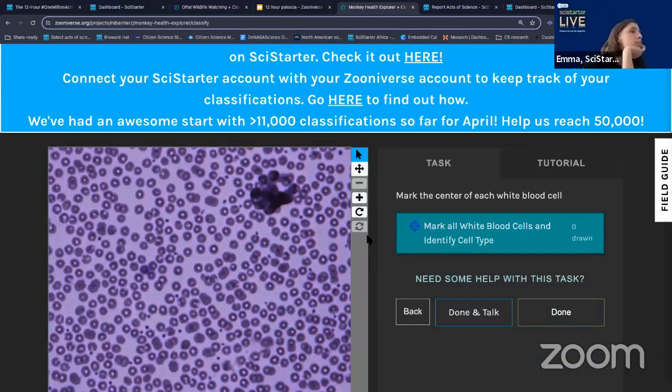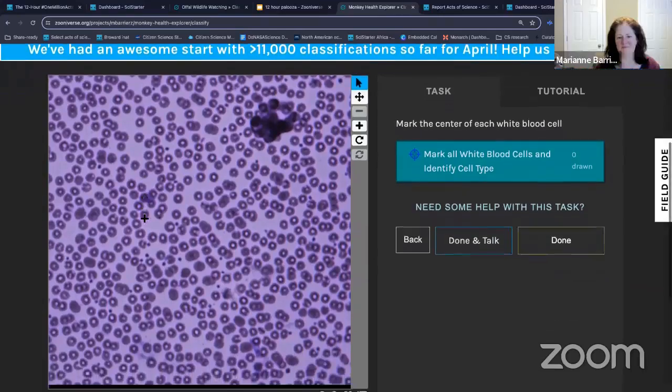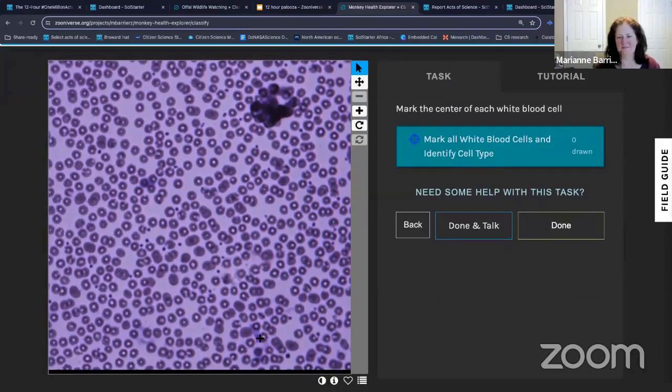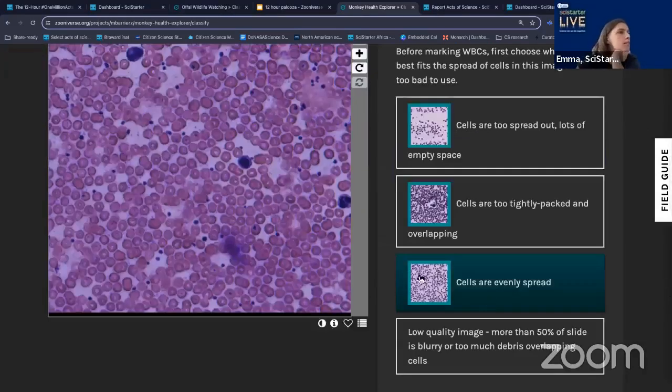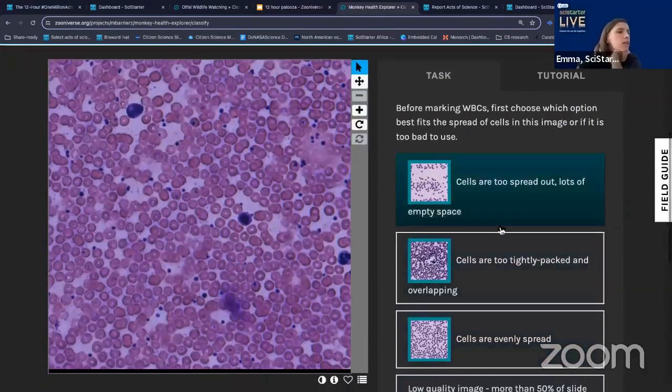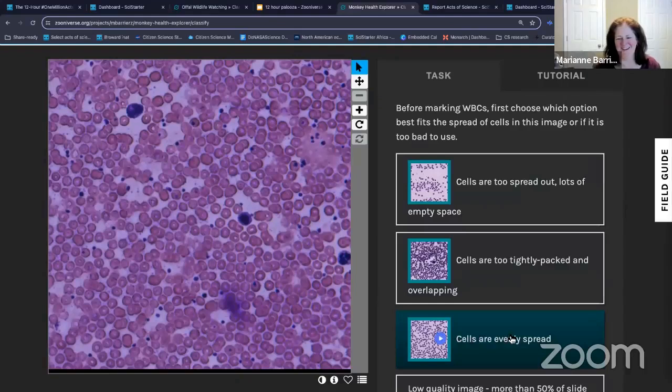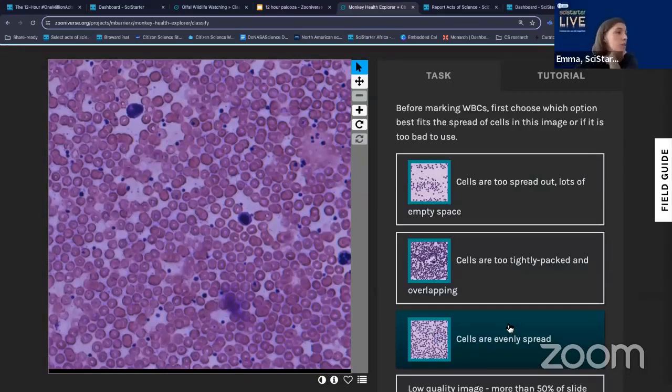And then I didn't actually see any white blood cells in that first iteration. No, there's none. Oh, okay. In that case, done. Next. Ooh, exciting. Okay, let's see. These are really tight, but they're not super overlapping each other.